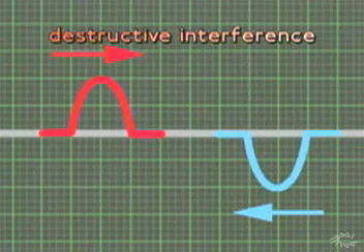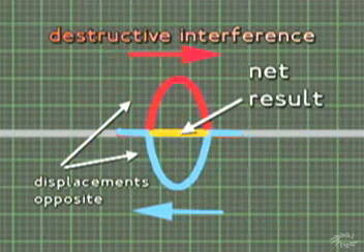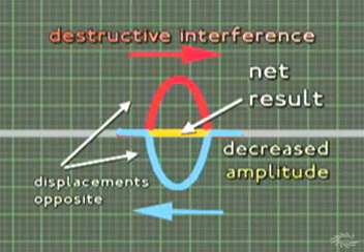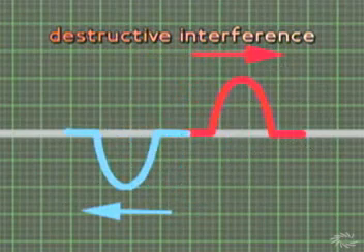Destructive interference occurs when waves overlap and the displacements are in the opposite direction. This can result either in silence or a softer sound than would be produced by the original waves.